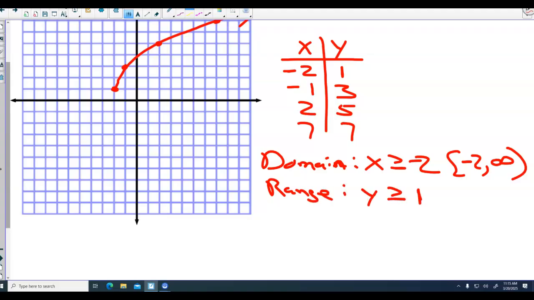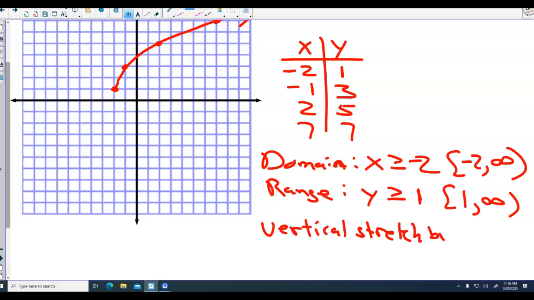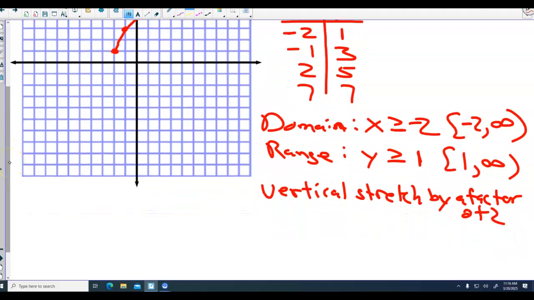Y has got to be greater than or equal to 1, so I bracket the 1 and I put a parenthesis around the infinity. It's a vertical stretch by a factor of 2, as I have the 2 outside the radical. The shift is going to be left 2, up 1 from the origin, from 0, 0.